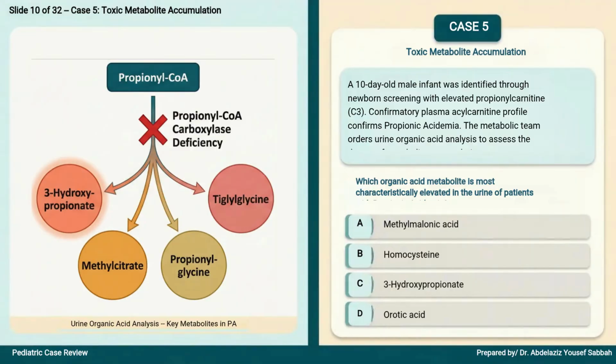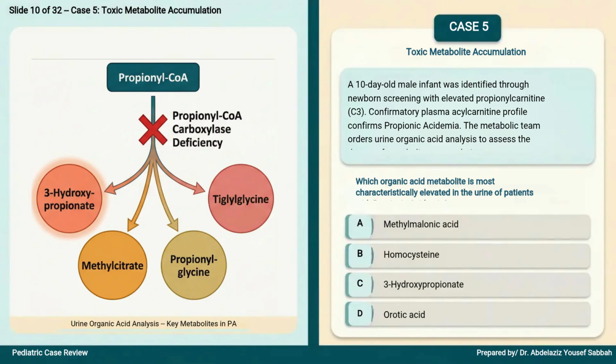Case 5. A 10-day-old male infant was identified through newborn screening with elevated propionyl carnitine, known as C3. Confirmatory plasma acylcarnitine profile confirms propionic acidemia. The metabolic team orders urine organic acid analysis to assess the degree of metabolite accumulation. Which organic acid metabolite is most characteristically elevated in the urine of patients with propionic acidemia?